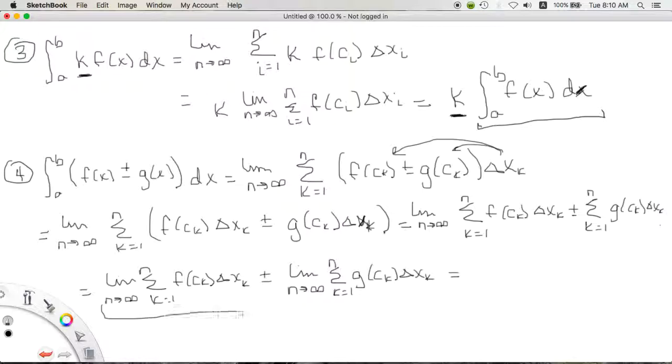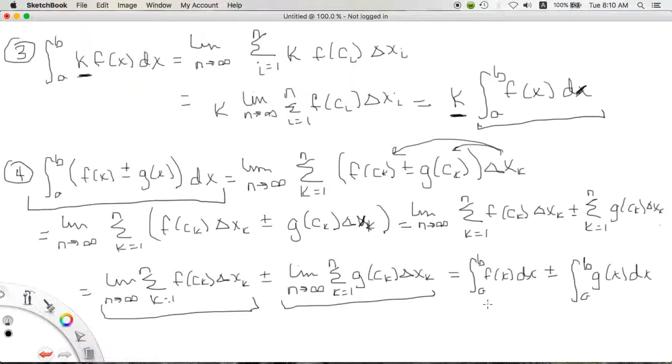Well, this, we know, is the integral from a to b of f of x dx. And we know that this is the integral from a to b of g of x dx. So that gives us our rule. If you have the integral of a sum or difference, then you can take the sum or difference of the integrals. And that's rule number 4 there, the sum and difference rule on page 269.